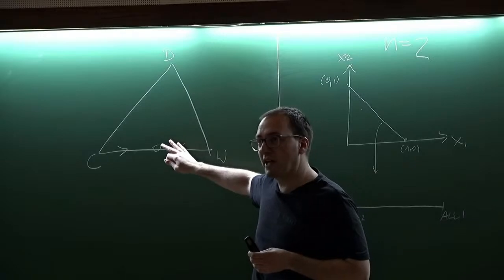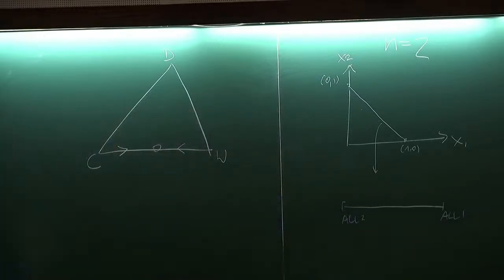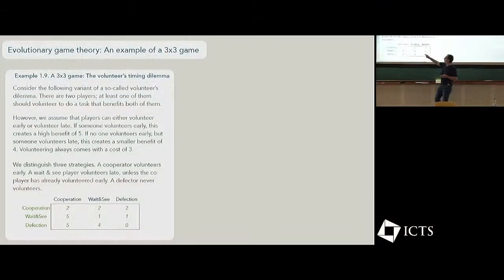So what you would actually do is compute the expected payoff of a cooperator, which is always 2, and you would compute the expected payoff of wait and see, which is, say, 5 times x plus 1 times 1 minus x. And then this is a system of linear equations. You set those two payoffs equal, and then you get a solution in x. Okay, so this is how you analyze the subsystem between cooperation and wait and see.